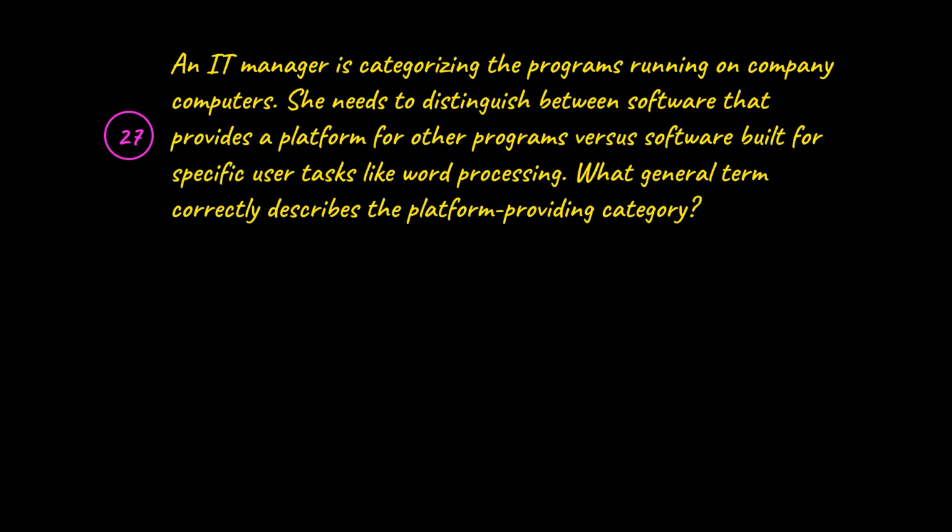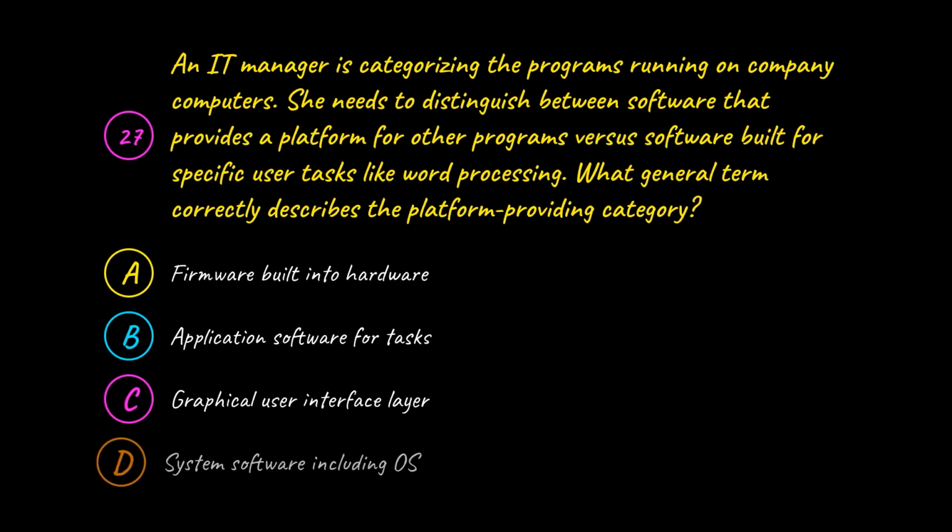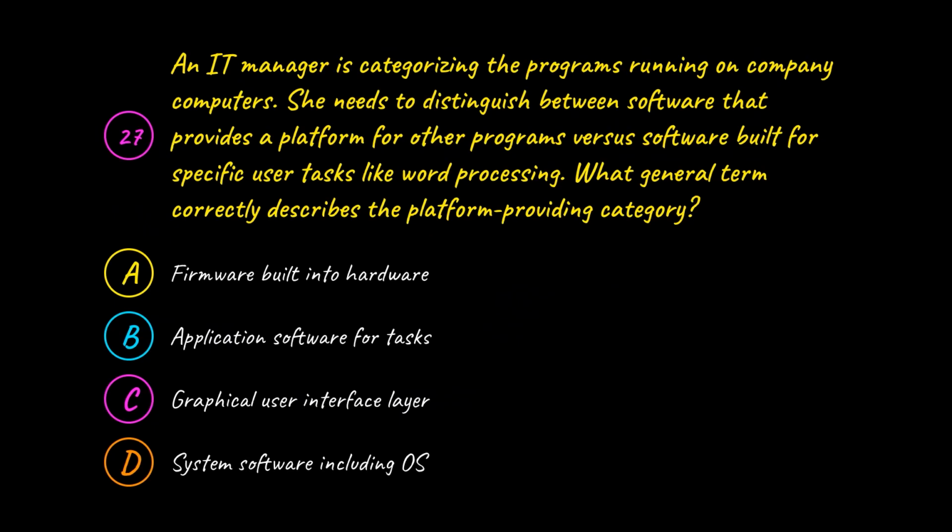Your options are A. Firmware built into hardware, B. Application software for tasks, C. Graphical user interface layer, D. System software including OS. Before I reveal it, which one do you think is right?